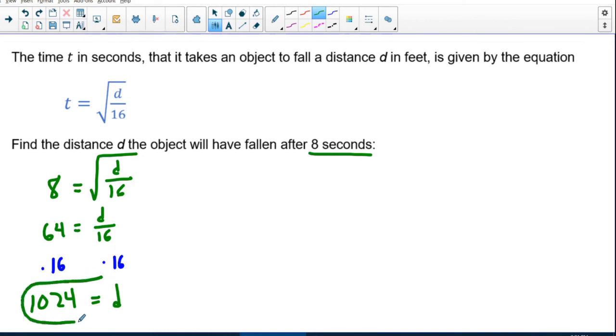What you want to do with this is then again plug it back in and just make sure that it's not extraneous. Okay, I hope that helps. This is definitely one of the harder topics here of algebra. Hopefully this helps you out.